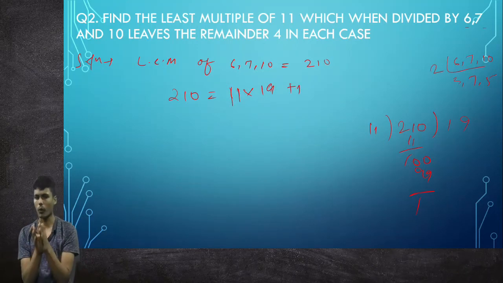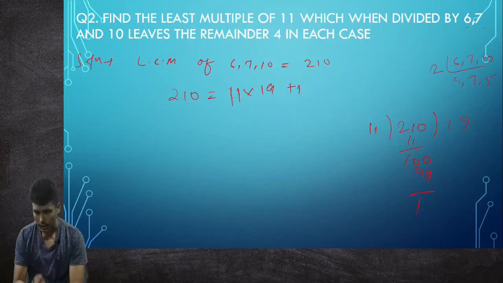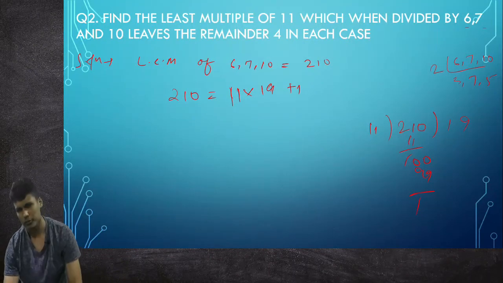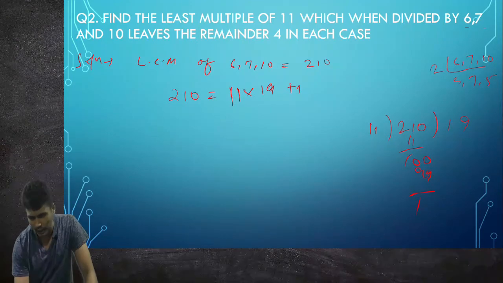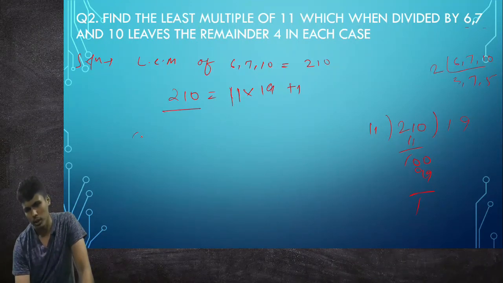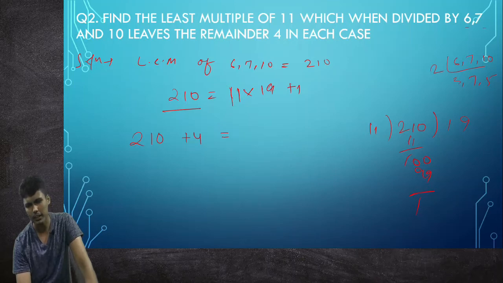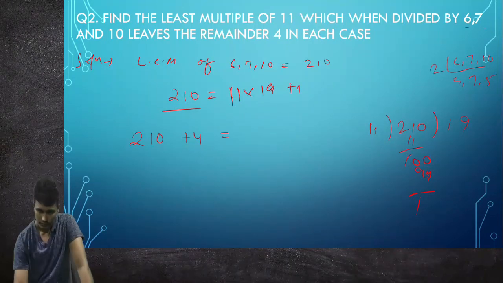Now what is the other concept that we are going to consider here? The number, which is a multiple of 11, must, when divided by 6, 7 and 10, leave a remainder of 4. We understood that. Now for the remainder to be 4, the number will be 210 plus 4. We can write 210 as 11 into 19 plus 1 by Euclid's division lemma. We know how to do all these things. Now 210 plus 4.